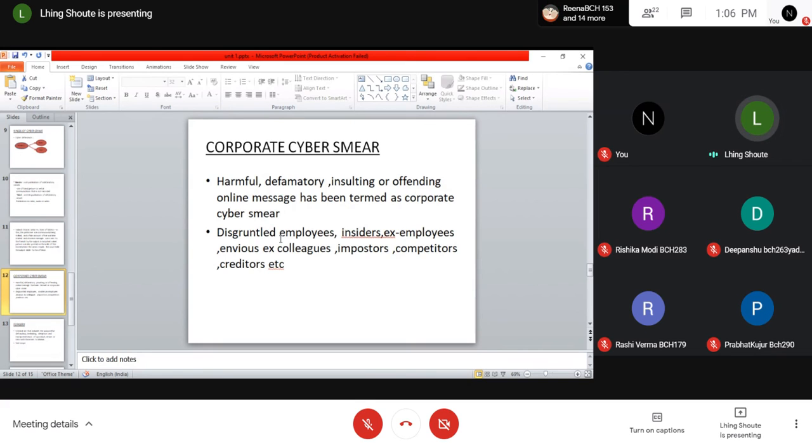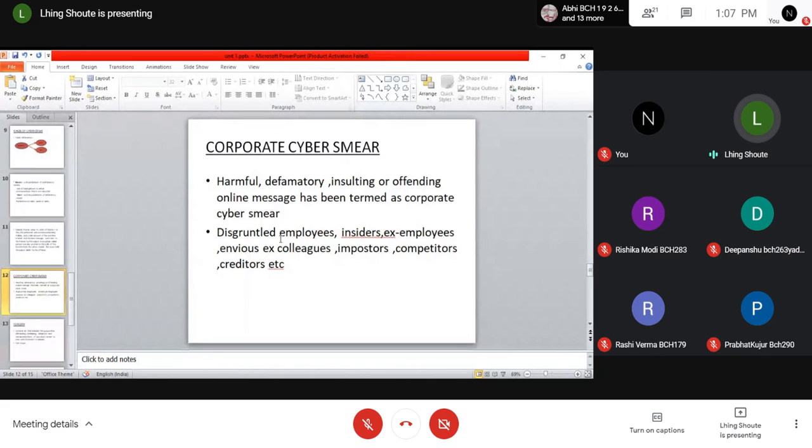The persons indulging in this type of corporate cyber smear are disgruntled employees, unhappy employees, insiders, maybe ex-employees who have something against the company or the management or the stock, and envious ex-colleagues, imposters, competitors, creditors, or even those seeking employment or being denied employment, or maybe former shareholders.